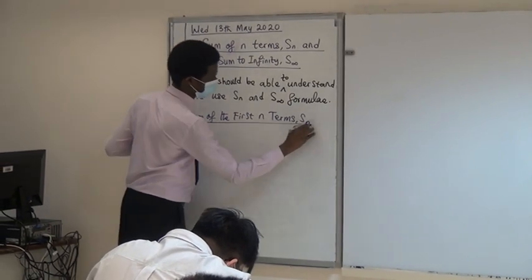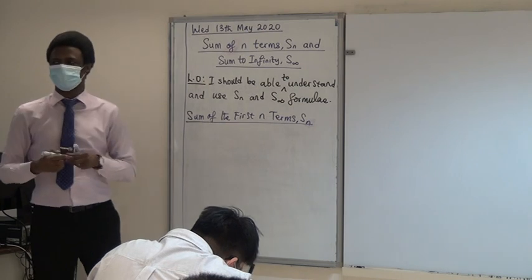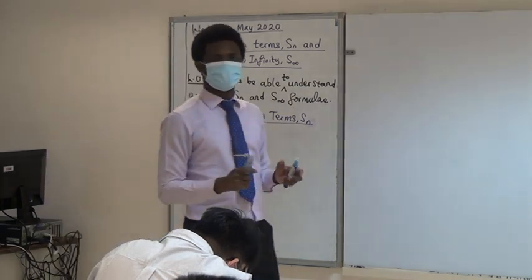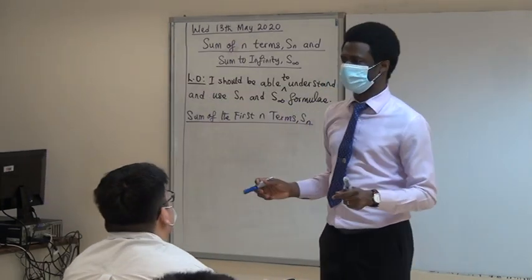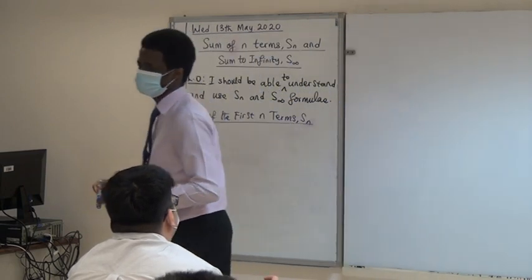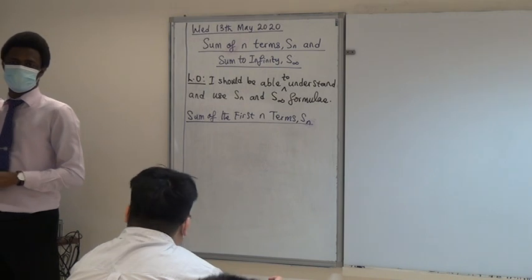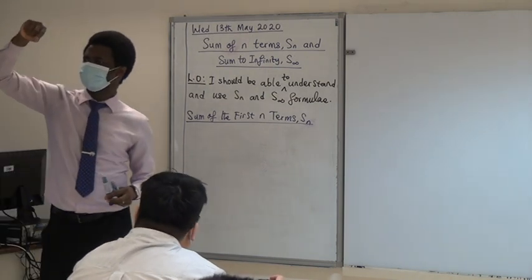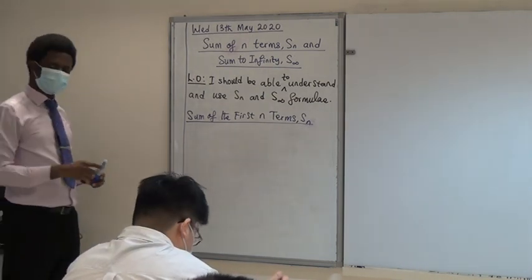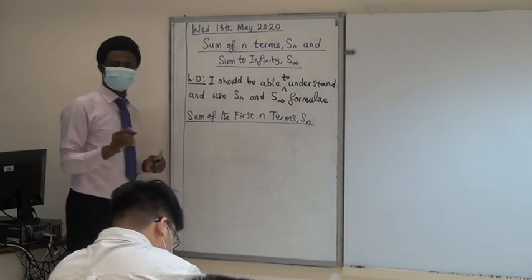First, let's talk about the sum of the first n terms of a GP. Remember the sum of the first n terms of an AP, how we did it? We wrote the terms from the beginning to the end, then we reversed it, right? In this case, it's similar. What are the terms of a GP?